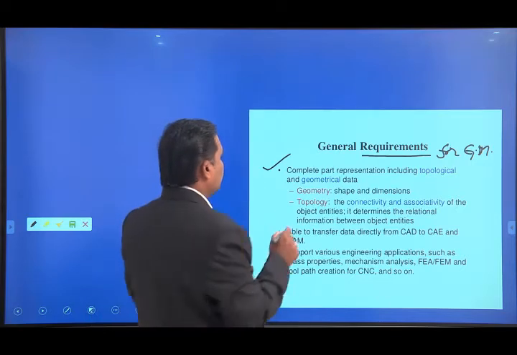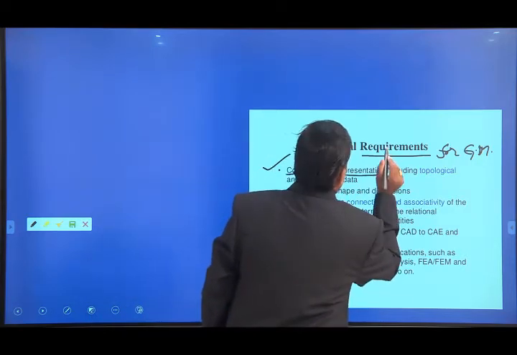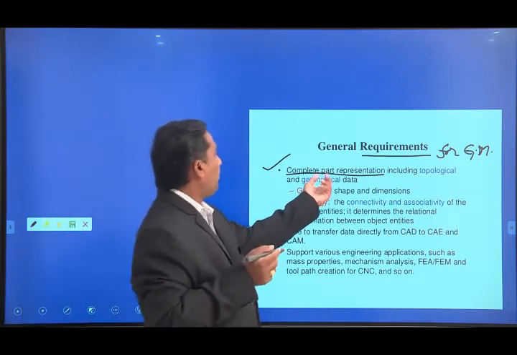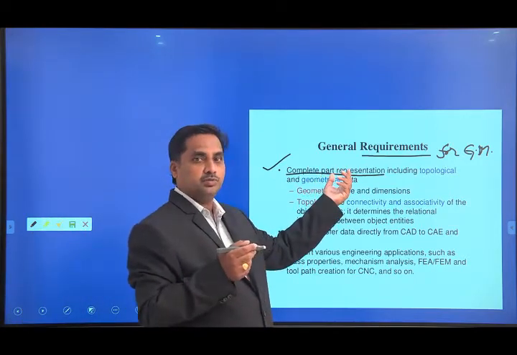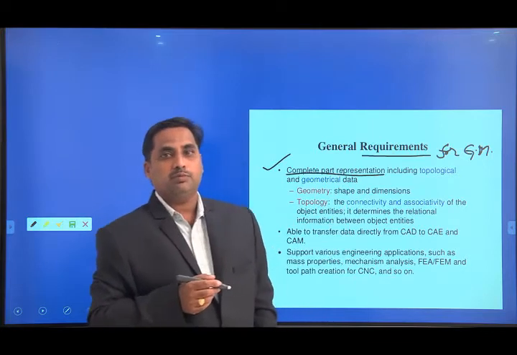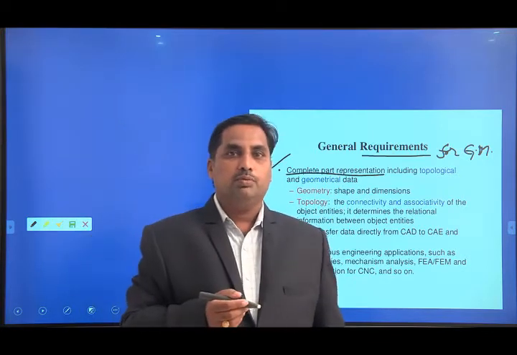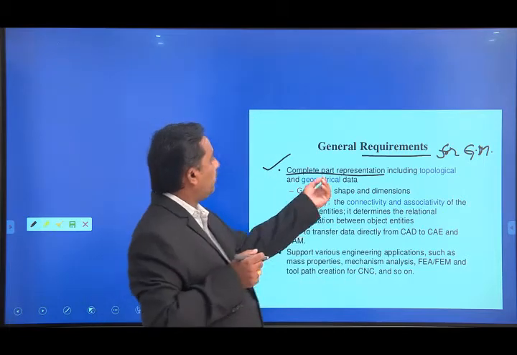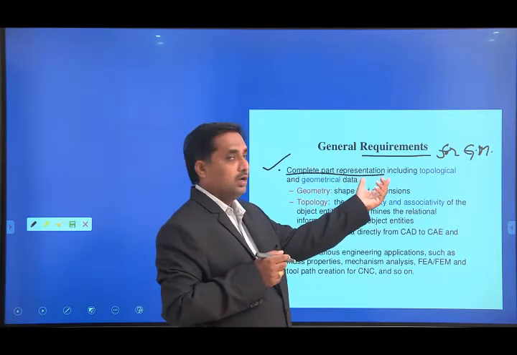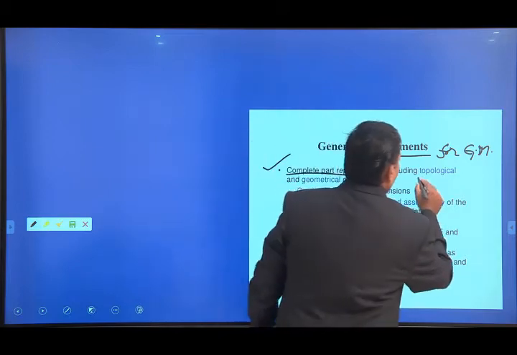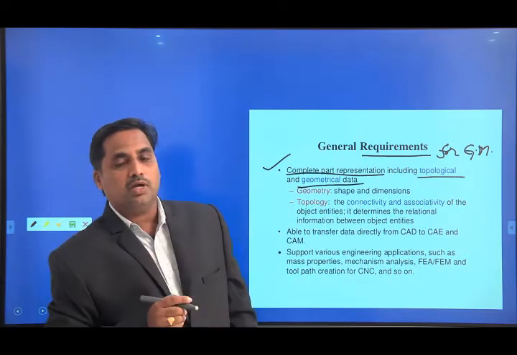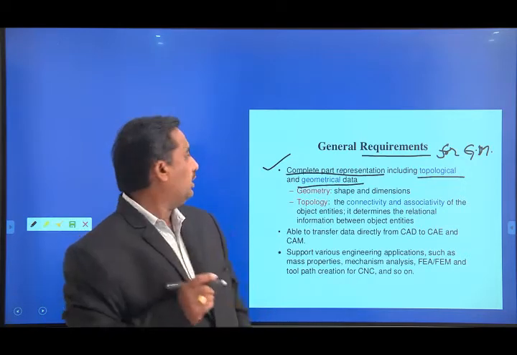The first one is complete part representation. Here, the different parts. You can go for the DMM subject, where there are so many components. Each component is a part. How to represent them? With the help of topological and geometrical data.